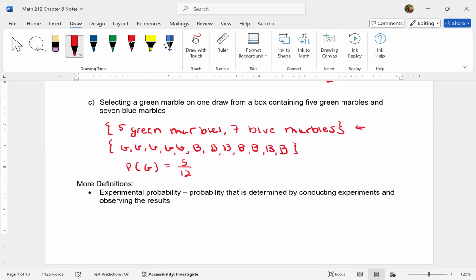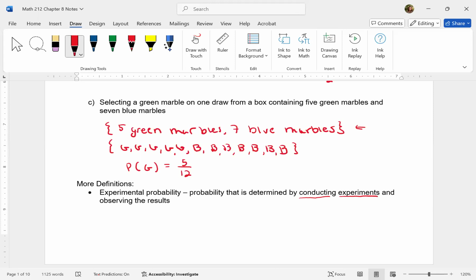Experimental probability is the probability that is determined by conducting experiments and observing the results. Now, this phrase conducting experiments doesn't always mean you're running out there and doing something active, like forcing something to happen, such as rolling a die, flipping a coin, or drawing a marble. Experiments could be asking a question of people, like surveying people and getting their response. That's a possibility as well. So experimental probability could mean that.